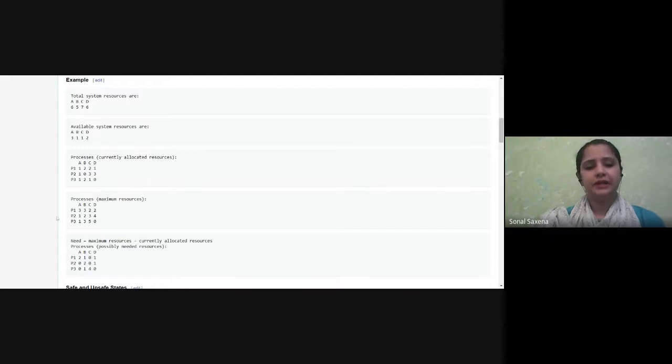Now the next matrix that you are seeing here is of maximum resources. What does maximum resources mean here? For every process to get successfully executed, every process needs a maximum amount of resources. Maximum amount means a particular number of instances of a particular resource to get fully executed. So here it is showing that the P1 process requires a maximum of 3 instances of A resource to get fully executed.